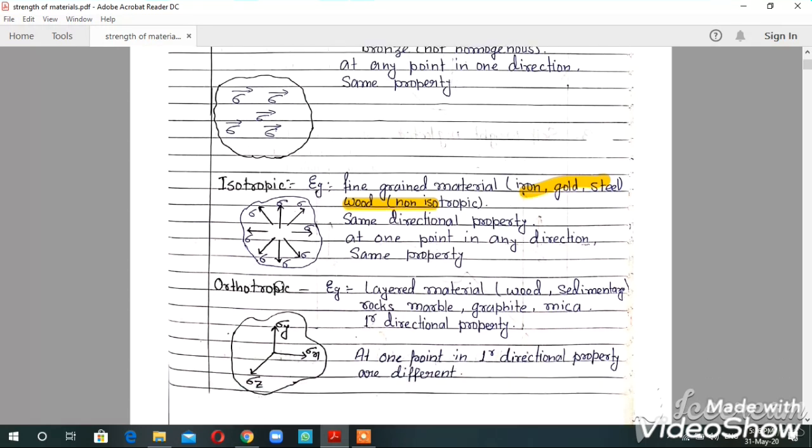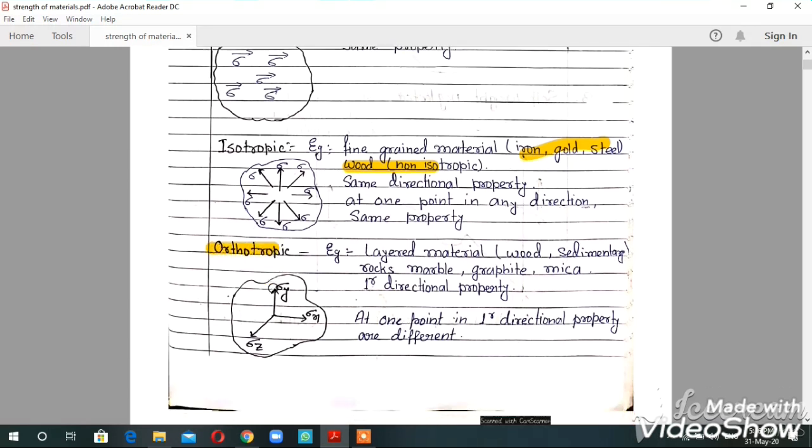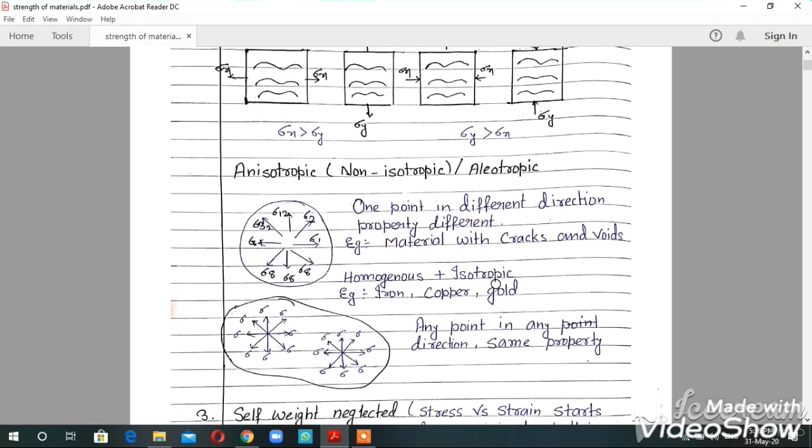Orthotropic. What is orthotropic? At any point, in one direction the properties are different. Example: layered material, wood, sedimentary rocks, marble, granite, mica. It is a first directional property.